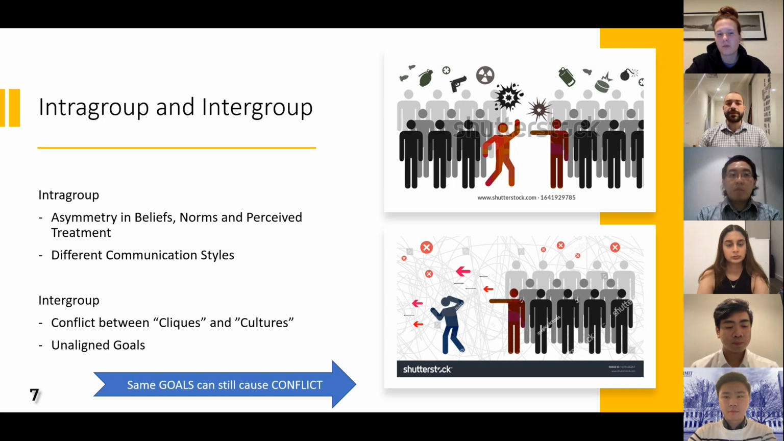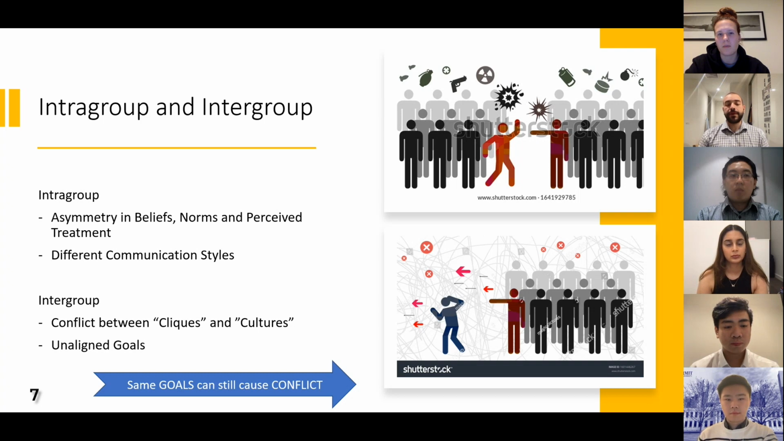Additionally, just different communication styles. So if someone is a bit more passive in their communication and they interact with someone who's a bit more active in their communication, they may see the other person as potentially blunt or rude.